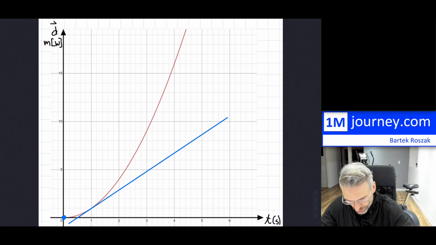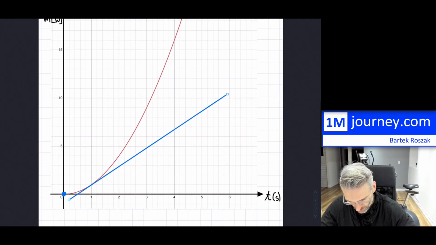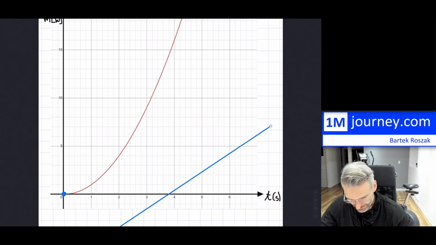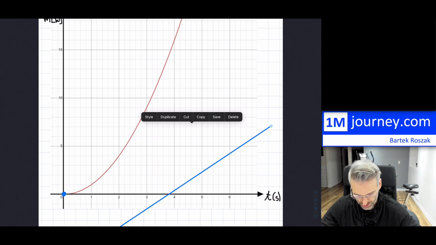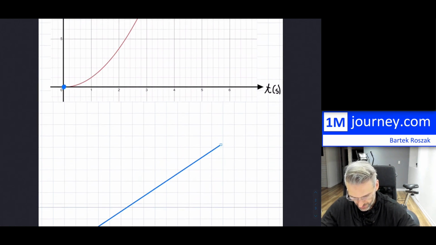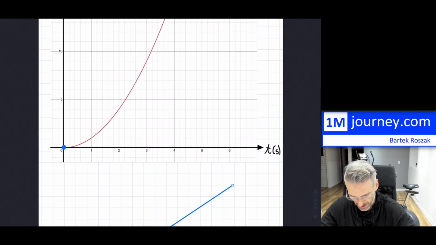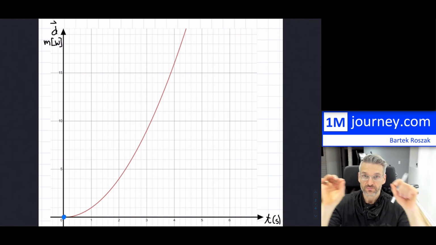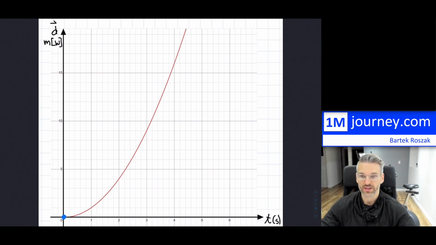Now, I have pre-drawn a tangent at a particular point right there. I'm going to just remove that particular line so that you don't think that it's part of the graph. I'm going to shift it out of the way for the moment, and I'll come back to it. So let's imagine that this is now my actual position time graph. It's not a straight line.